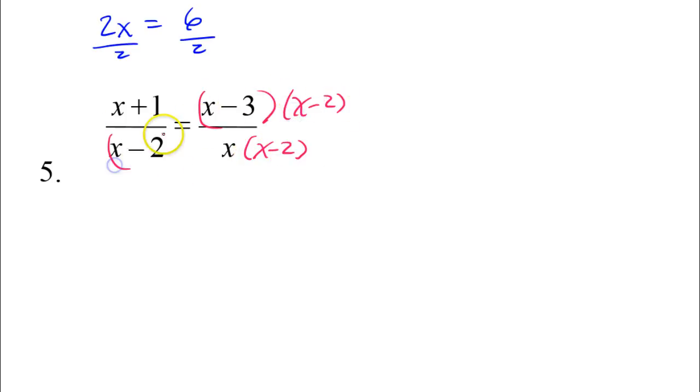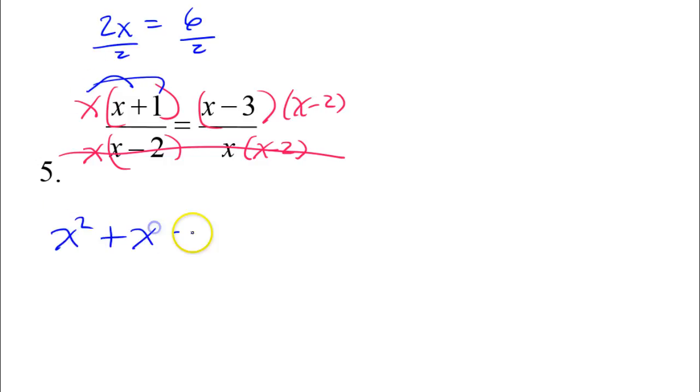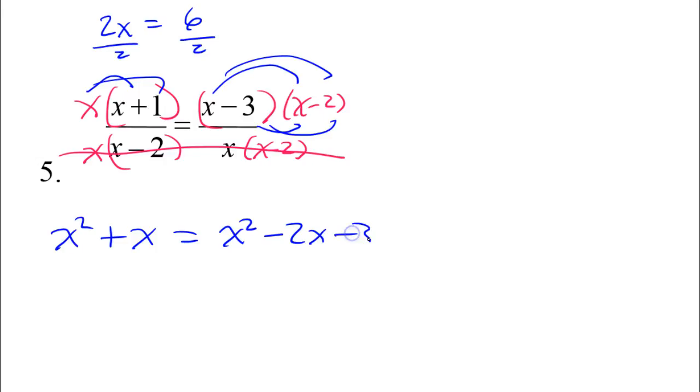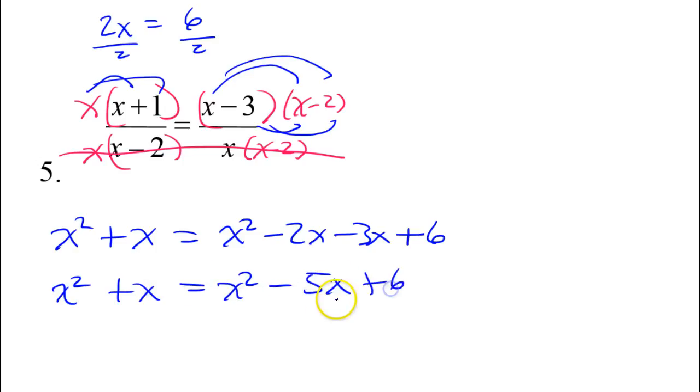All right, this has an x minus 2, but it needs an x. Like, that's what you have to do. Okay, now the denominators are the same, so I can cancel them out. So that's going to give me x squared plus x equals, and I have to double distribute this. So I'm going to get x squared minus 2x minus 3x plus 6. That's x squared minus 5x plus 6.